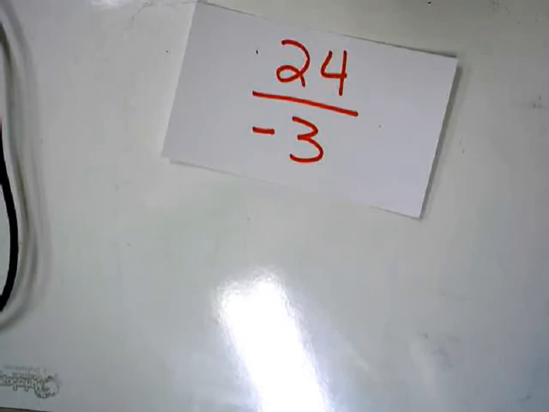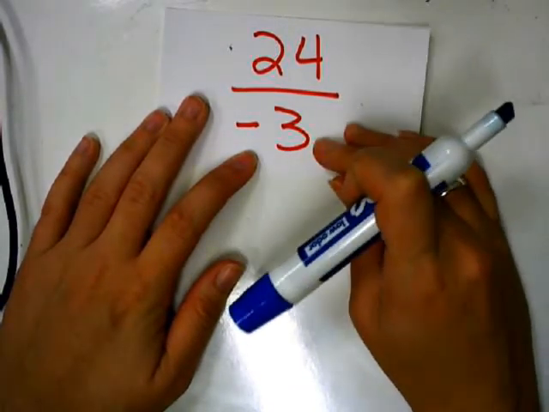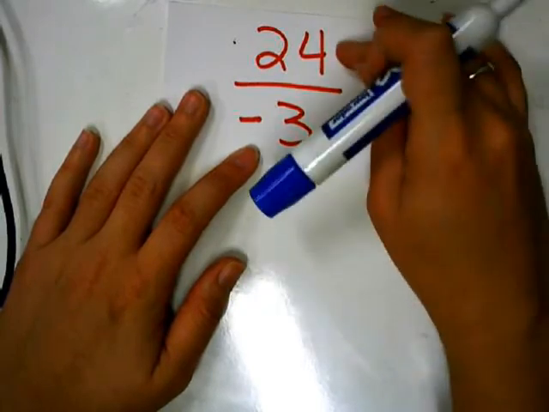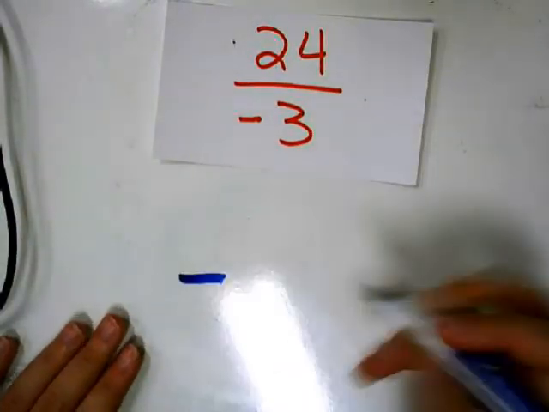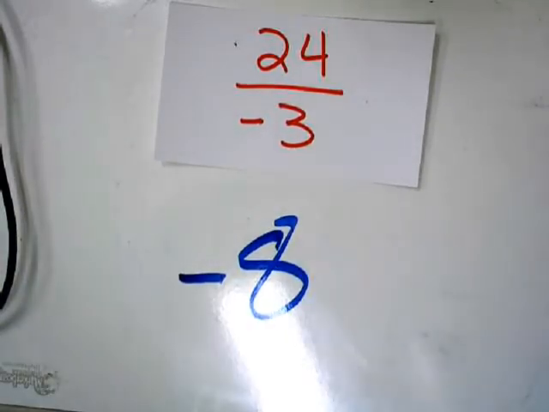And remember I told you it's the exact same with division. So positive 24 divided by negative 3. The symbols are opposite, so your answer is going to be negative. 24 divided by 3 is 8. Your answer is negative 8.